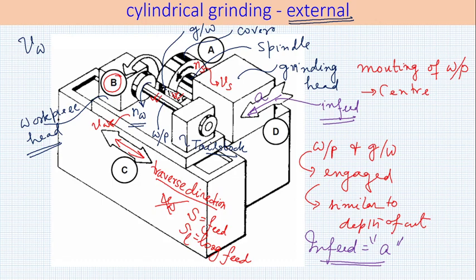So here also you require four motions. One is infeed, one is rotational speed given to the spindle, one is rotational speed given to the workpiece, and the longitudinal feed which is given in the transverse direction. So such a grinding process is called transverse external cylindrical grinding.